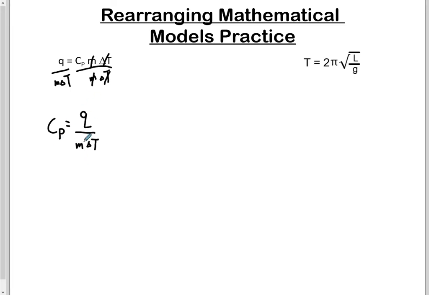But again, I can tell you about the relationship between these things. I could tell you that this variable, C sub p, is directly related to Q, and it's inversely related to M and change in T. And I don't need to know anything about them. Just by looking at this equation and how it's written mathematically, I know that. So that's the reason I like to use this one.